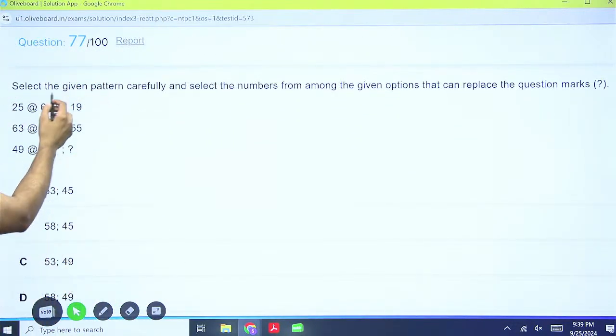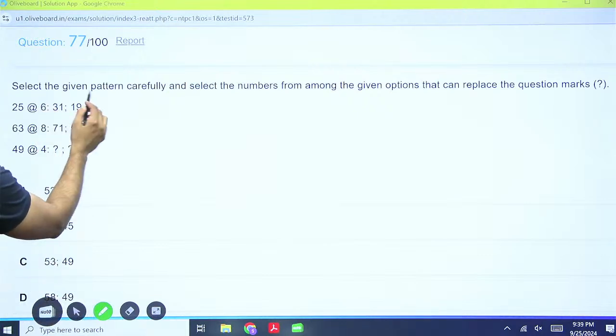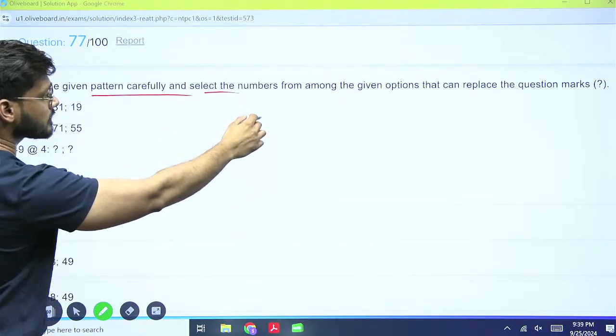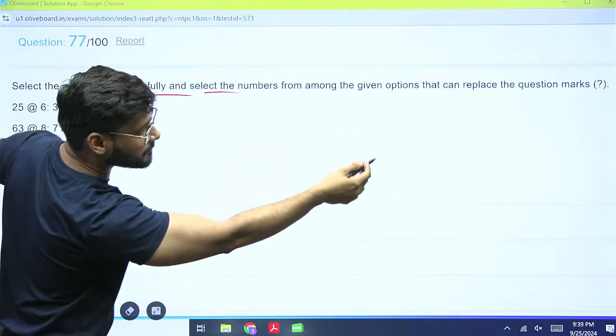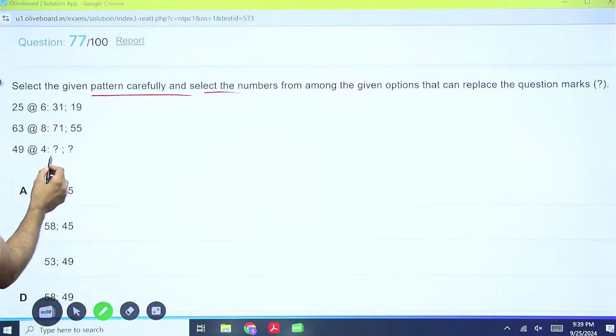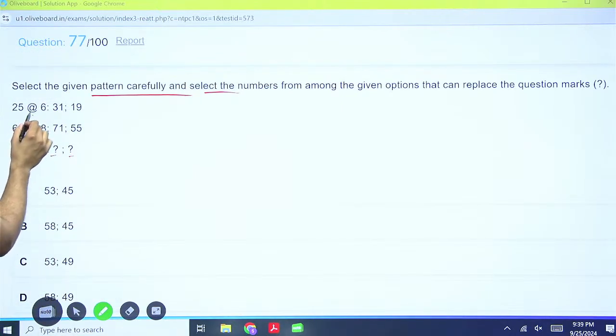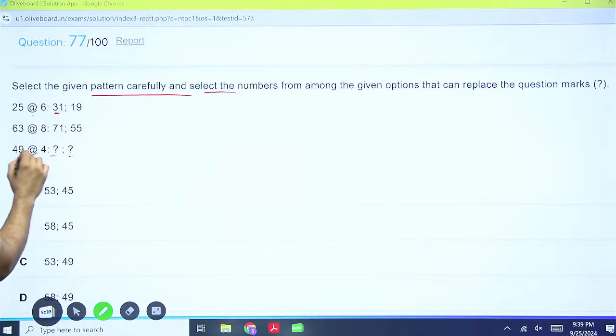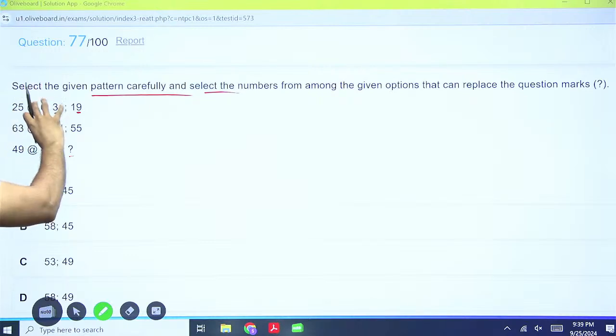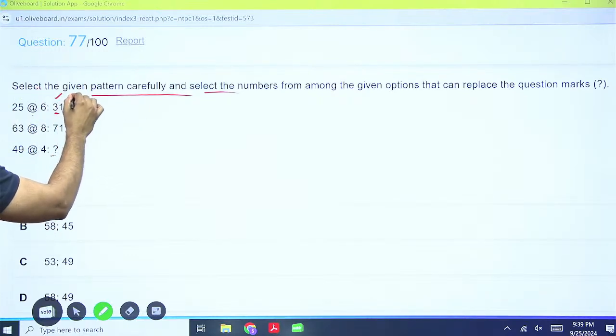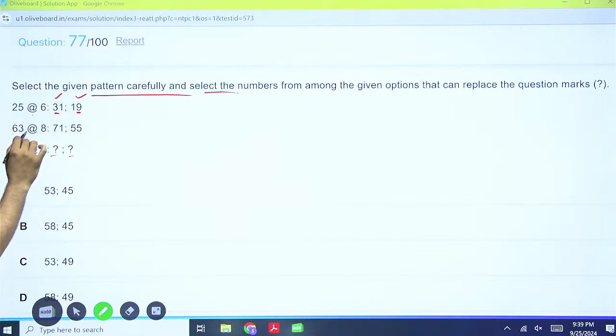Okay. Select the given pattern carefully and select the numbers from among the given options that can replace the question marks. What should be placed in place of the question mark so that we can get 31 and 19 as well? There should be some operation done between 25 and 6 so that we can get the resultants 31 and 19.